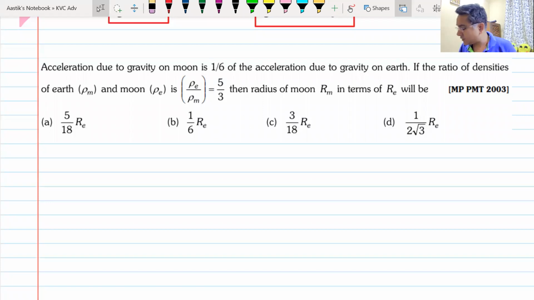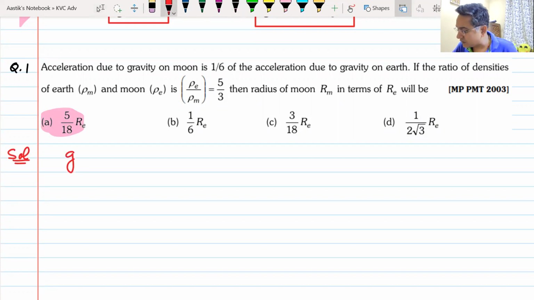So which option? Option A, B, C, D. Which one? 1, 2, 3, 4. Option number 1, 5 by 18. Yes, that is correct. What you have to do is just put g in terms of density. We know this, yes or no? We just have to put the value of g in terms of density.